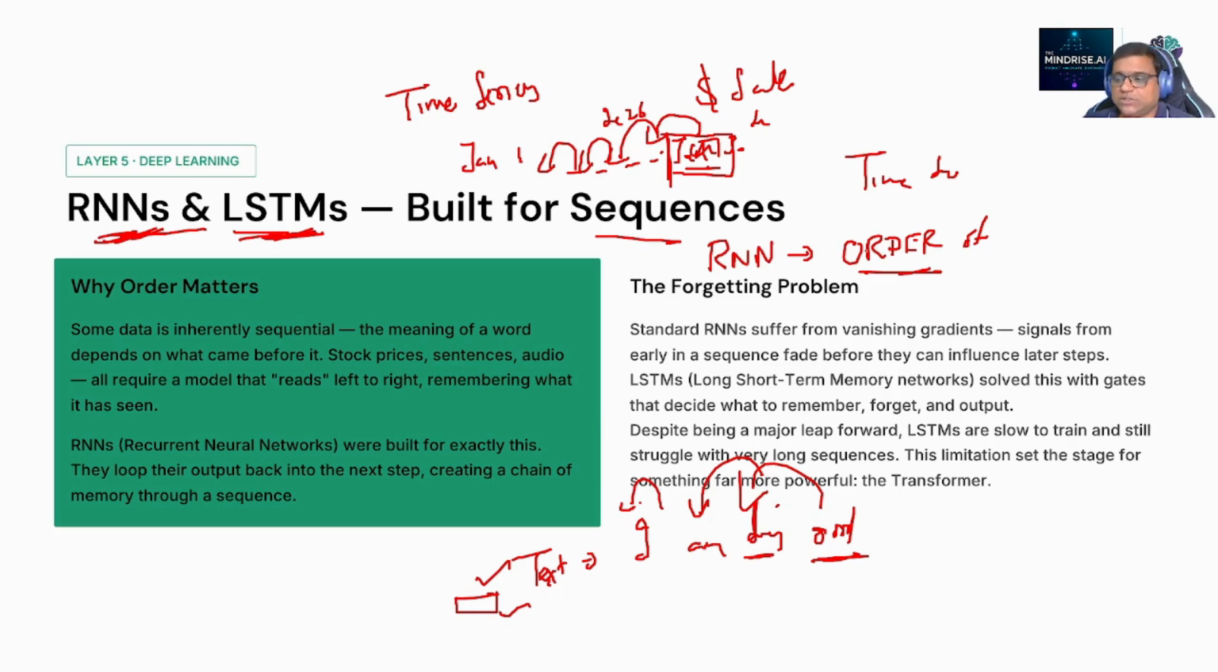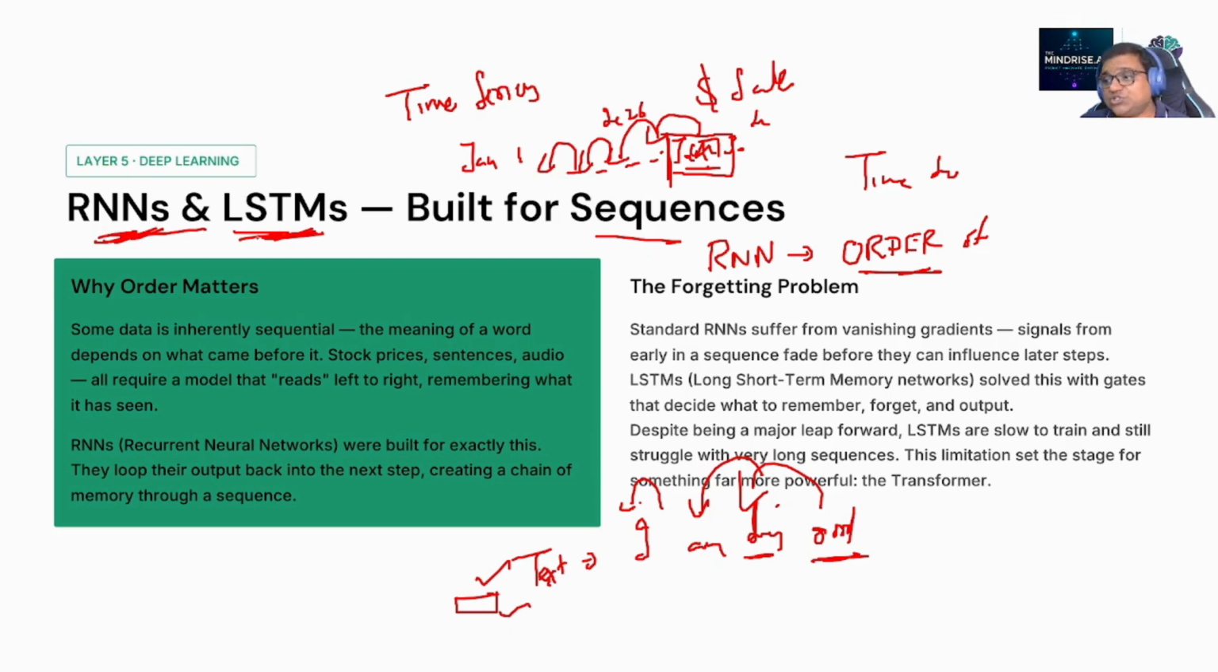Think of reading a sentence. Each new word depends on previous words. So an RNN tries to remember what happened earlier. The problem is that sometimes memory fades, just like humans forget details about a long conversation.